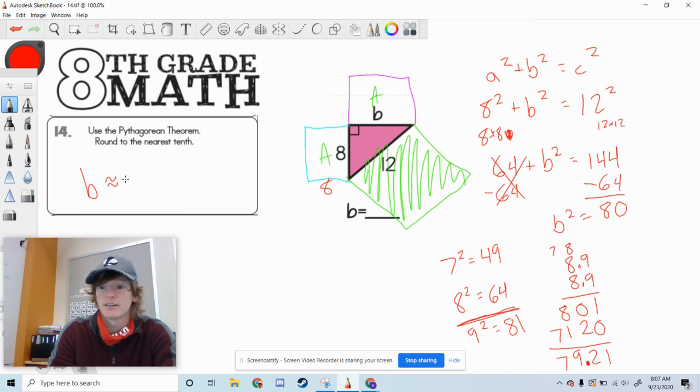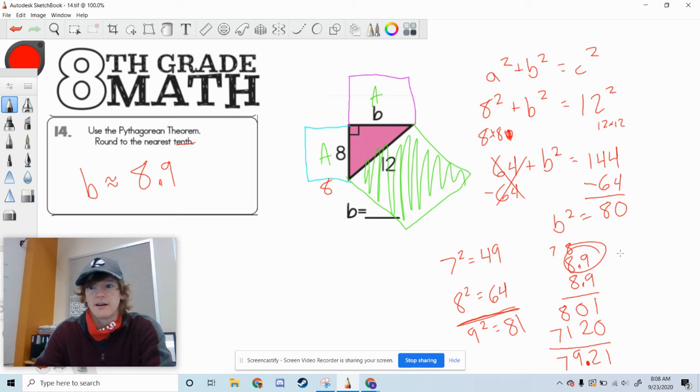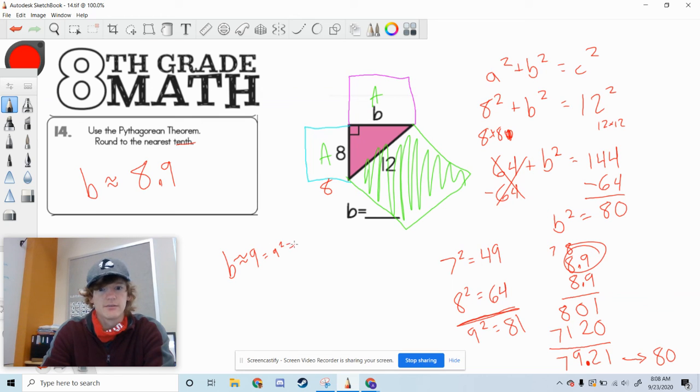So I'm going to say that b is approximately 8.9, and I'm putting this little squiggly equal sign to show that it's approximately. Because I know that if I'm rounding to the nearest tenth, if I said 9 times 9, I'm at 81, and this is closer to 80 than 81 is. This is only 0.79 away from 80, and if I said b is about 9, that would be 9 squared equals 81, which is a little bit further away. So 8.9 is going to be our best answer.